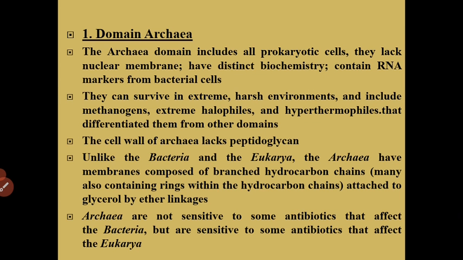Domain Archaea. The Archaea domain includes prokaryotic cells. They lack a nuclear membrane and have distinct biochemistry. They contain RNA markers distinct from bacterial cells. Now they are also considered the oldest species of organisms on Earth. They can survive in extreme harsh environments and include methanogens, extreme halophiles, and hyperthermophiles that differentiate them from other domains.